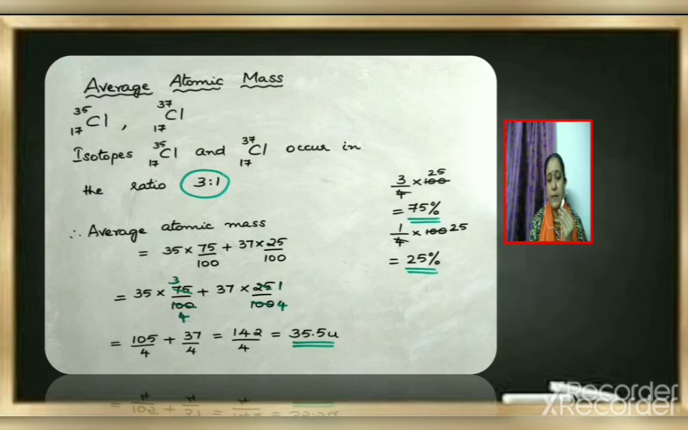So average atomic mass will be equal to 35 into 75/100 plus 37 into 25/100. Now when we do the calculation, finally we will get it as equal to 105/4 plus 37/4, which is equal to 142/4, which is equal to 35.5 U. So this is how we can calculate the average atomic mass.